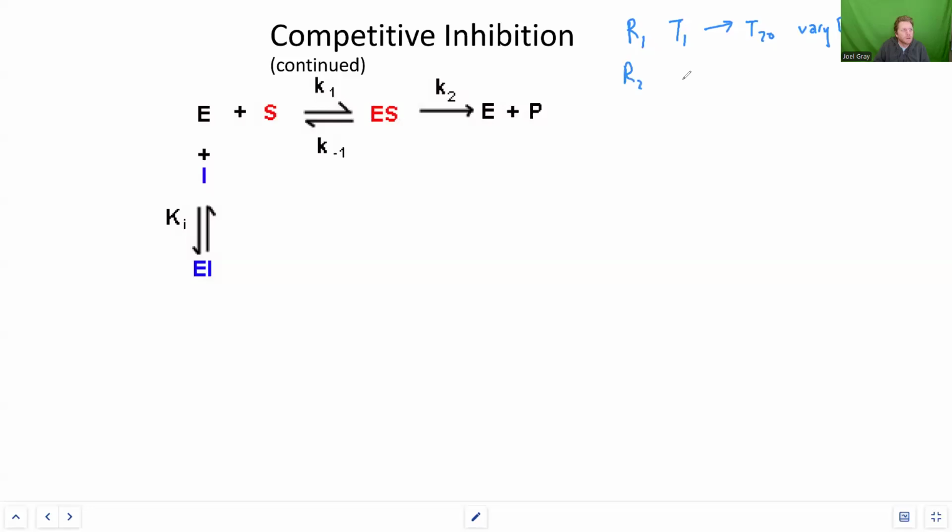Round two, you're going to have T1 through T20 again, and you are going to vary the substrate concentration, but your inhibitor concentration, you're going to increase for all of those trials, and you're going to call it 4 millimolar. So that's one of the things you're doing whenever you're doing inhibition studies: you go through a series of rounds where you increase the inhibitor concentration and continue to do that. Effectively, you're asking the question, does this inhibitor do anything? And if so, how does it?